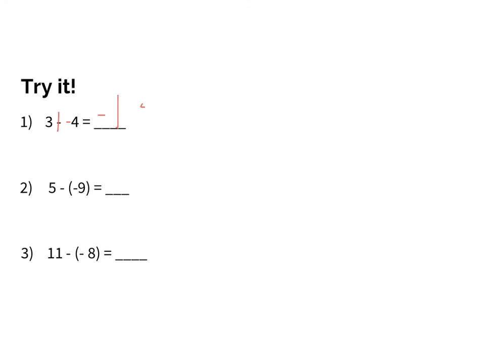Number 2, we have 5 minus -9. Adding the opposite or keep, change, change. We change both of these. And 5 plus 9 will give us 14. Last one, we have 11 minus -8. Keep, change, change. 11 plus 8 is 19. If you like to think keep, change, change, you can underline. Or if you like to think adding the opposite, you can do that too, however you like to think about it.